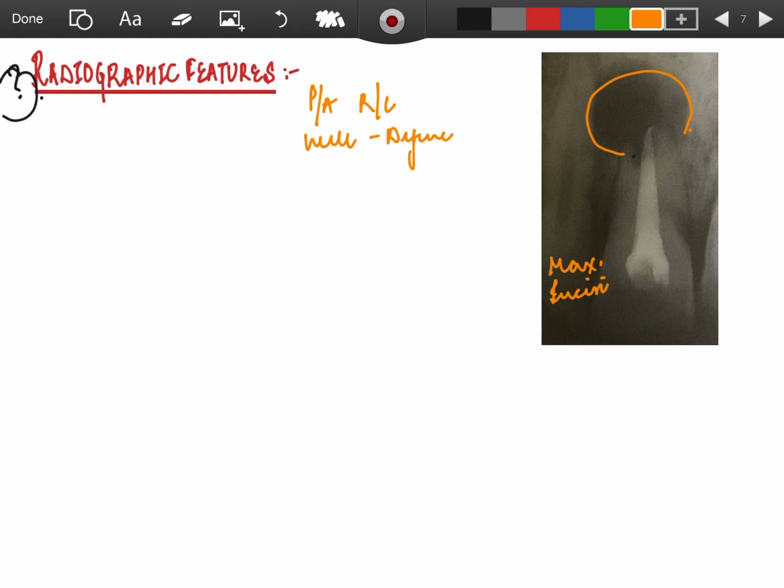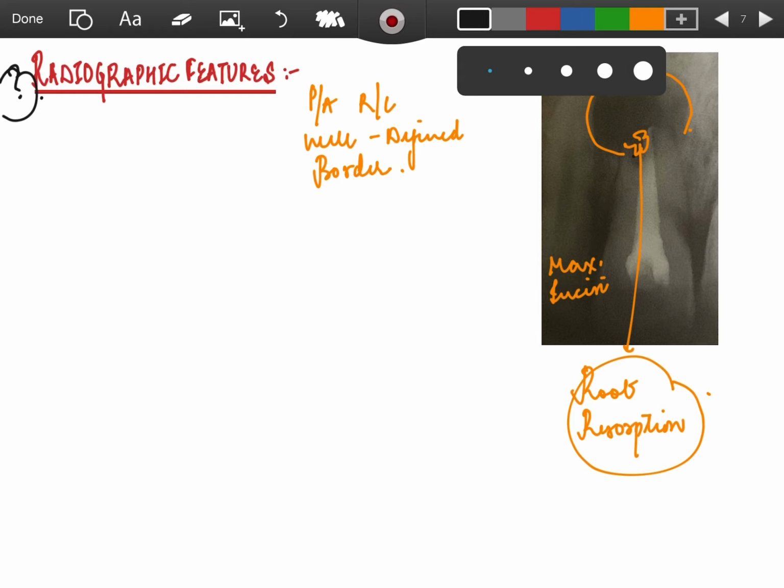And radiographic features. As we know, it is present periapically, at the site of the apical foramen of the root. You can appreciate the periapical radiolucency in the X-ray. It has a well-defined border. In the maxillary incisors, there is root resorption. So it sometimes causes root resorption.